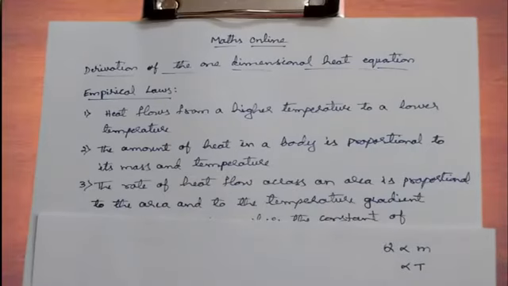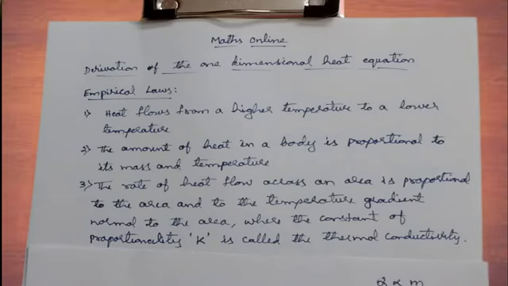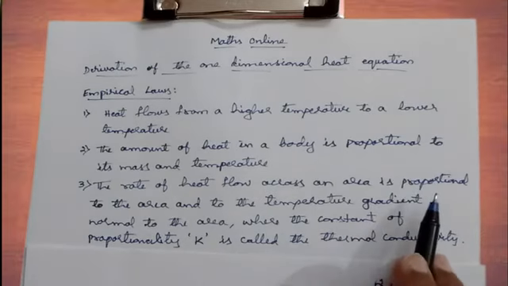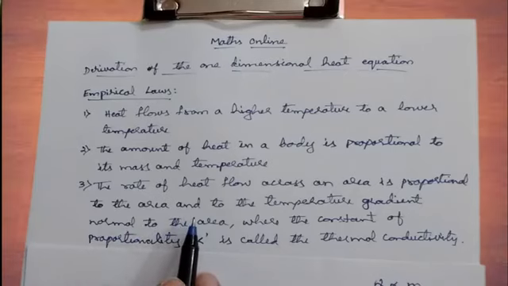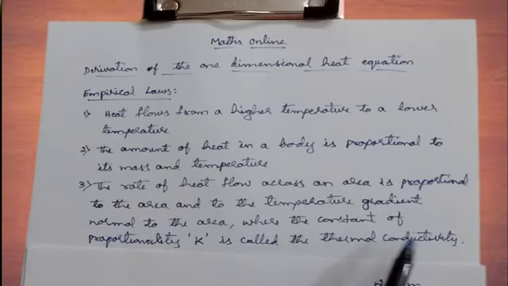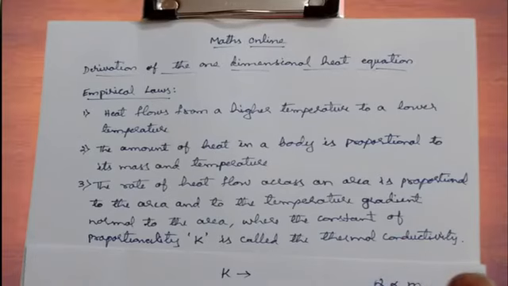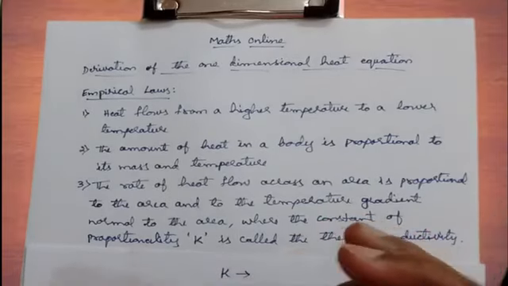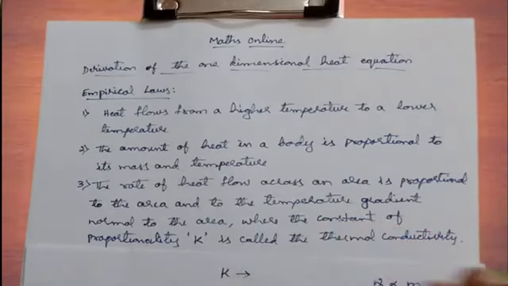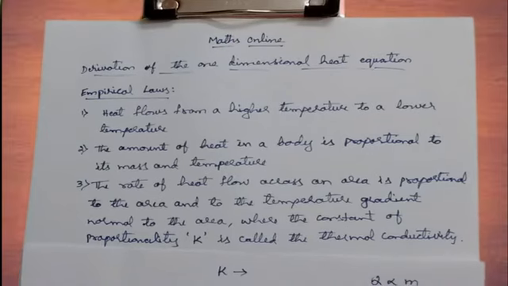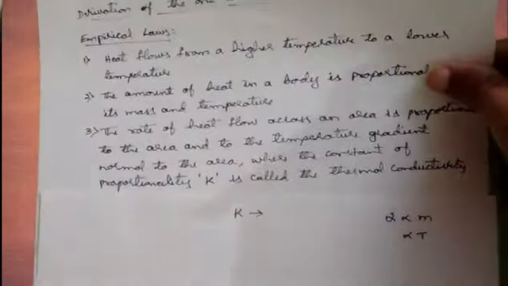And coming to the third law, the rate of heat flow across an area is proportional to the area and to the temperature gradient normal to the area, where the constant of proportionality K is called the thermal conductivity. Here the thermal conductivity K is defined as the ability of a substance to conduct the heat. Now we'll try to study in detail about this third law with the help of this figure.